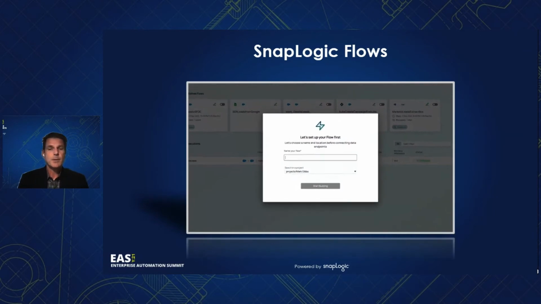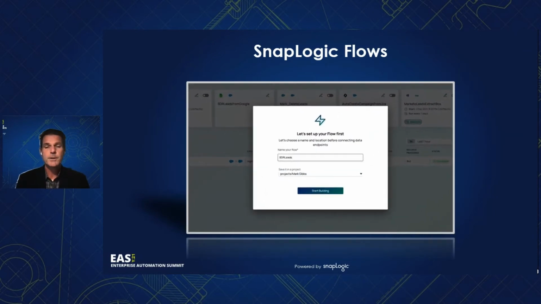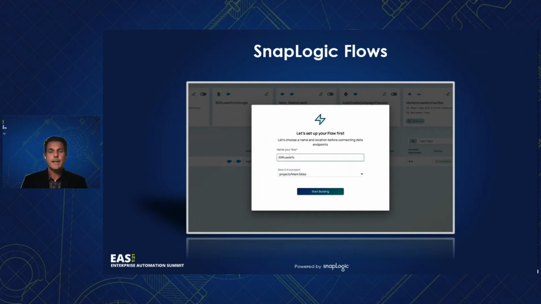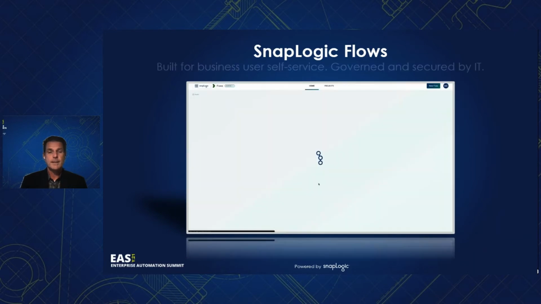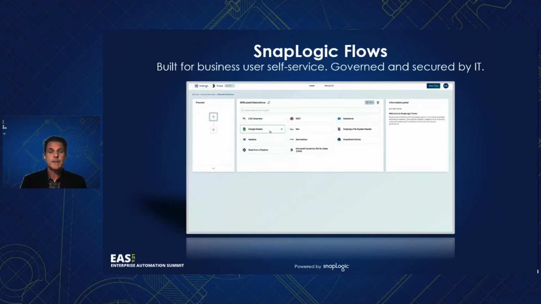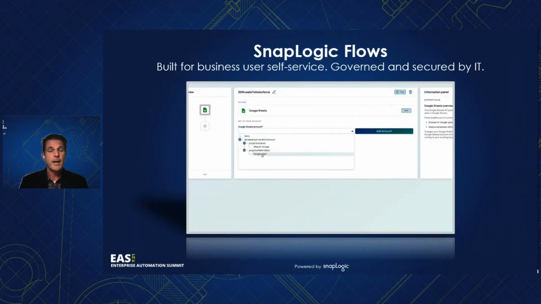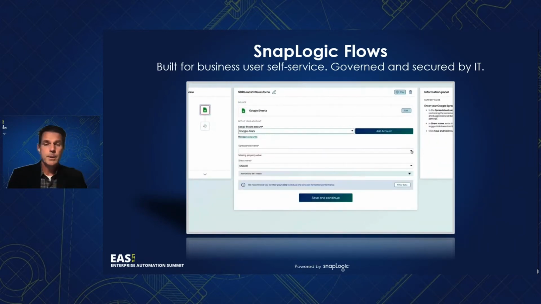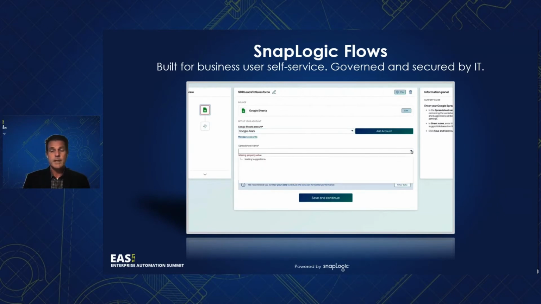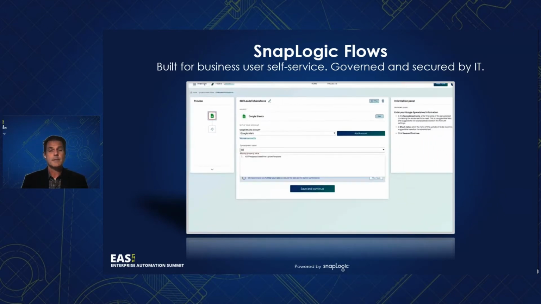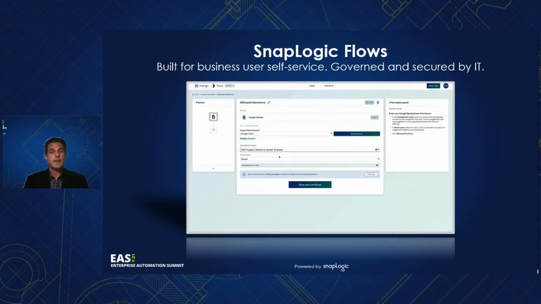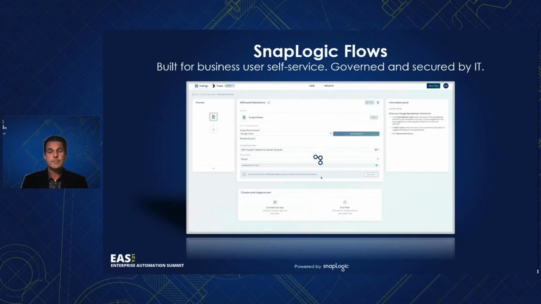I want to talk a little bit about SnapLogic flows. So SnapLogic flows is a way for us to further engage with line of business and empower them to be able to build out standard integrations. So this is a no-code tool that is a more guided experience. So you can kind of see in the animation in the background here, at its simplest form, a flow is nothing more than essentially a 3-step process. So we kind of guide you through the experience. We ask you to choose your endpoint and then choose your action.